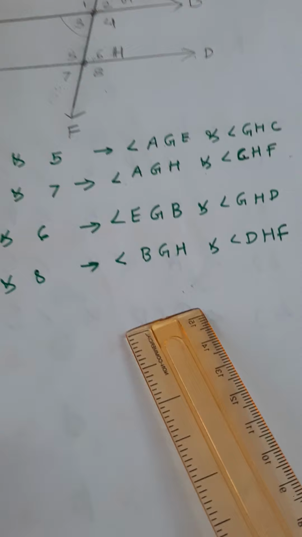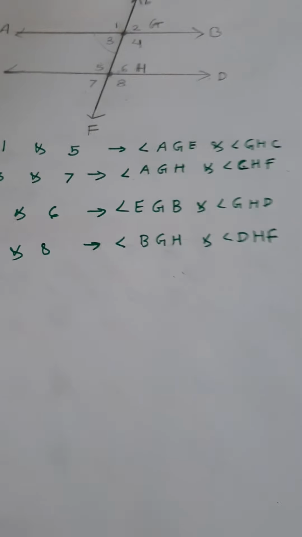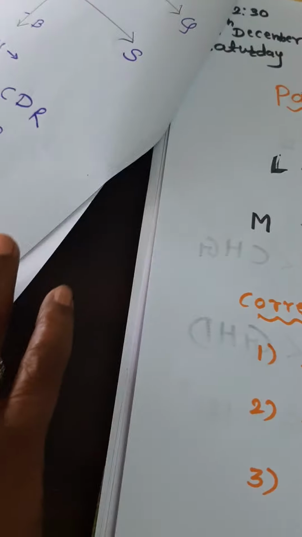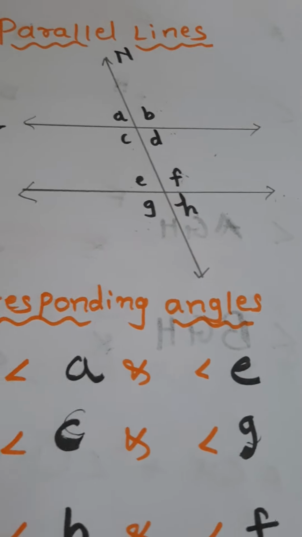DHF. Like this way we can write corresponding angles by using 3 letters also. Okay, got it? Now I will show you by using single letter.